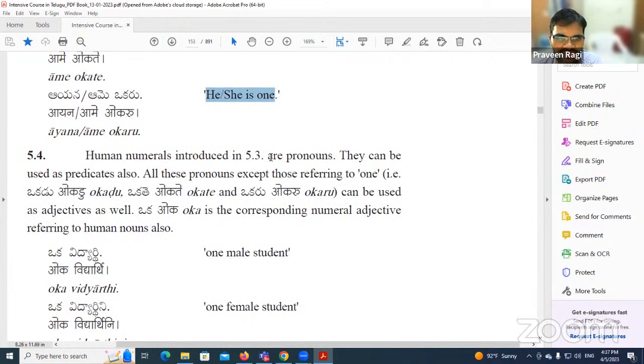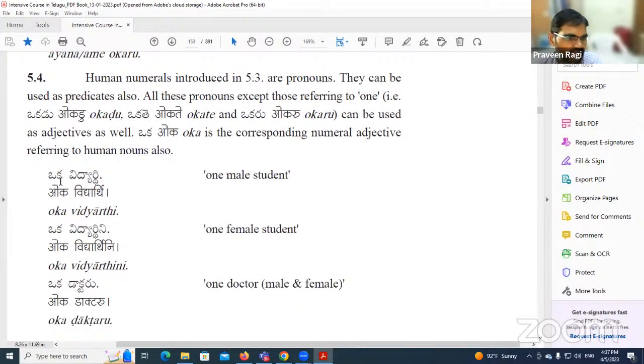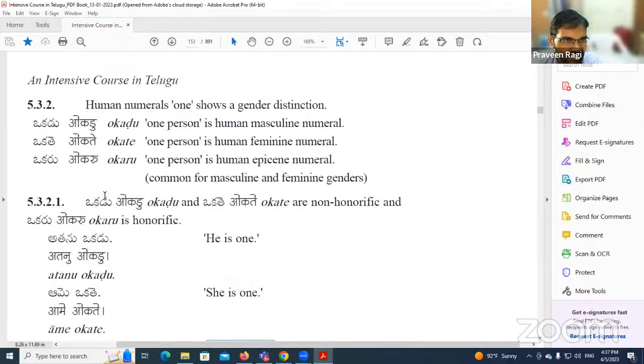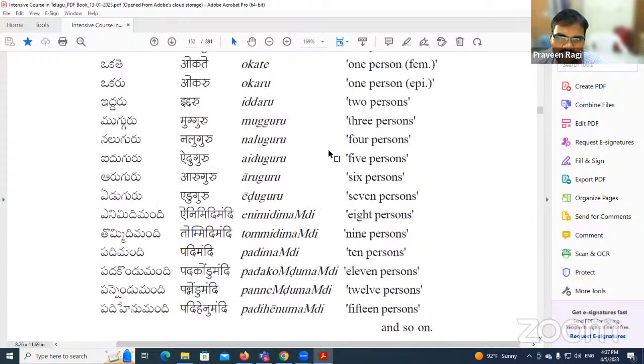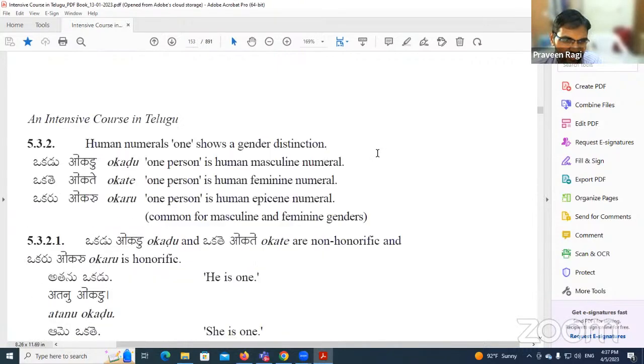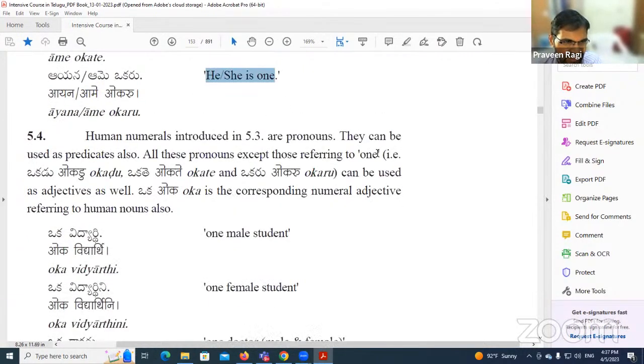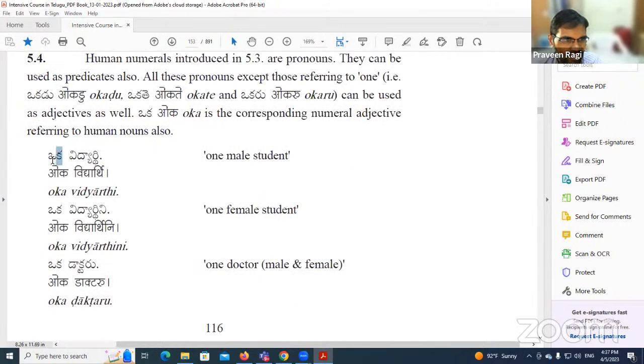Human numerals can be used as predicates also. All these numerals, except those referring to one, Wakadu, Wakate, or Wakaru, can be used as adjectives as well. Oka is the corresponding numeral adjective. Okay, let's see the examples. Oka Vidyarthi. If you look here we have 2-member, 3-member, like that. But here we have it as an adjective. As an adjective, it will be like this. Oka means one, or actually 'a' is the perfect translation. A female student. That means Oka Vidyarthini.